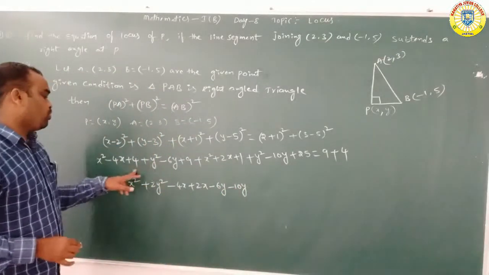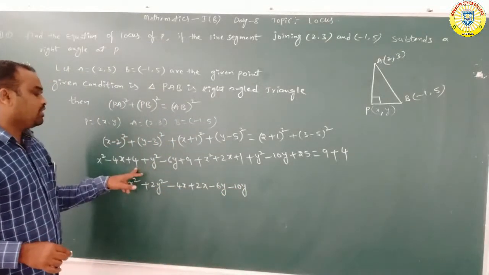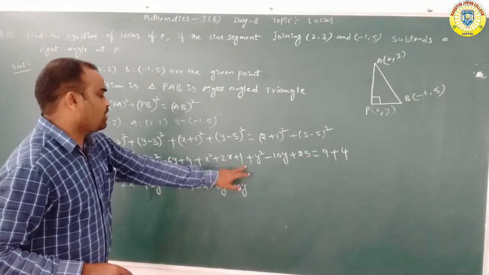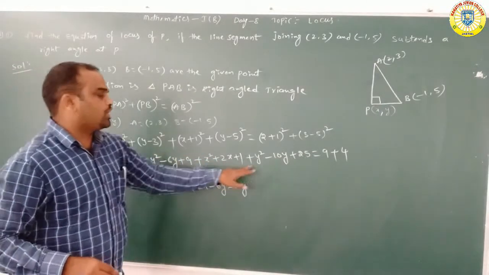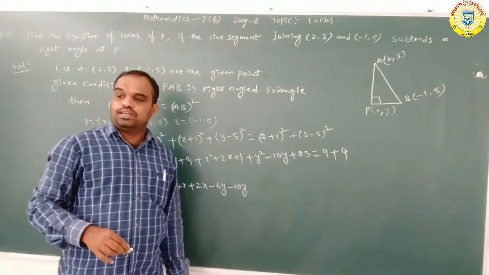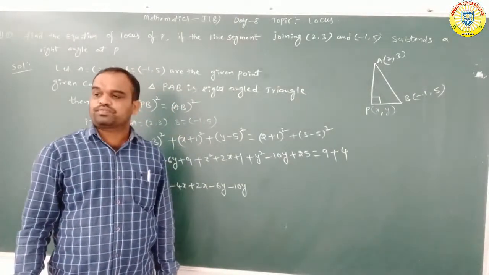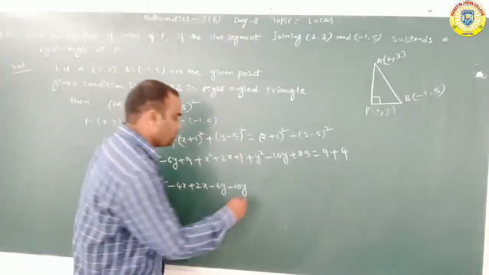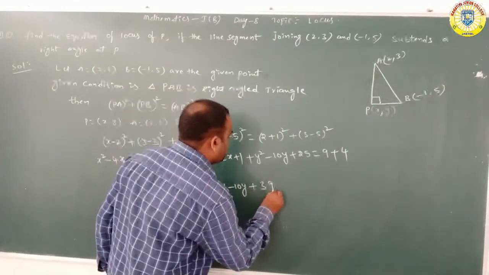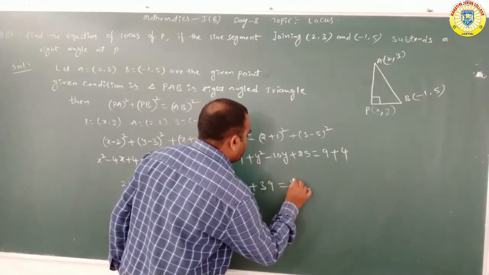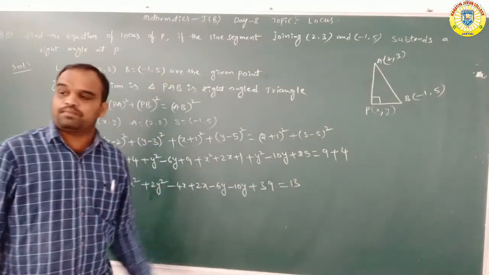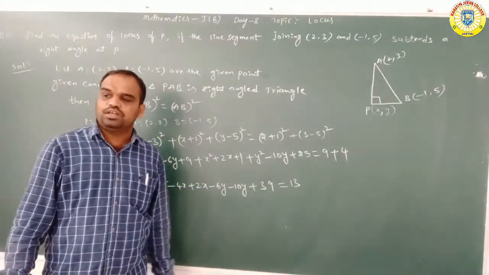Okay now? 4 plus 9, 13. 13 plus 1, 14. 14 plus 25, 39. Okay? So plus 39 is equal to 9 plus 4, 13.